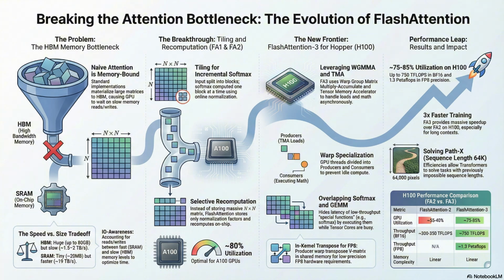And the producer warp is fascinating. Jay calls it a dummy warp. Its only job is to talk to the TMA. It says, go get the next block of data, and then it's done. It just manages the logistics. So it's like the expediter in a restaurant kitchen. It doesn't cook. It just makes sure the ingredients get to the line chefs at the exact right moment.